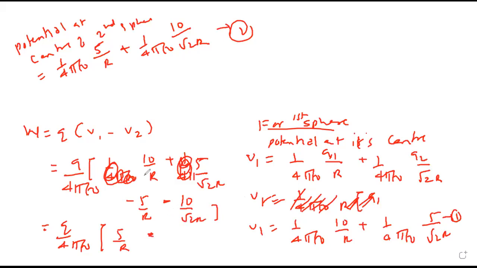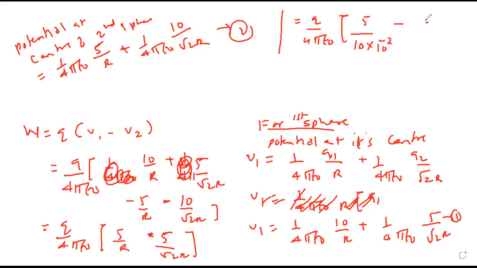plus 5 minus 10 is minus 5 upon root 2 R. This is Q upon 4 pi epsilon naught 5 upon radius, where radius is 10 centimeters, so 10 into 10 raised to minus 2 meter, minus 5 upon root 2 times the radius, 10 into 10 raised to minus 2 meter.